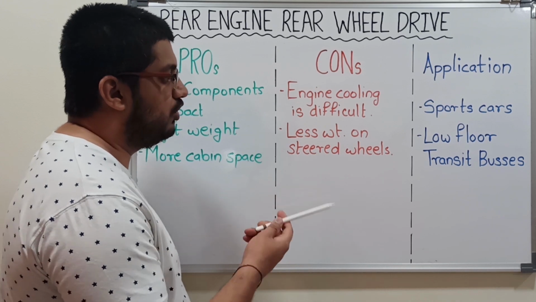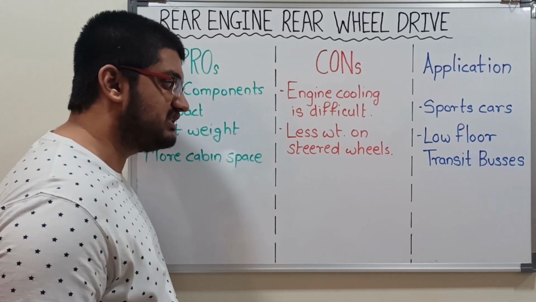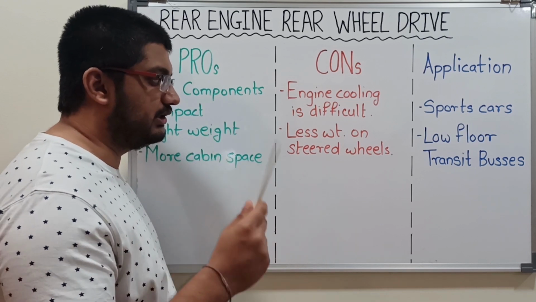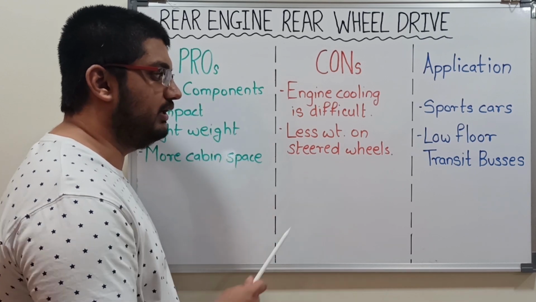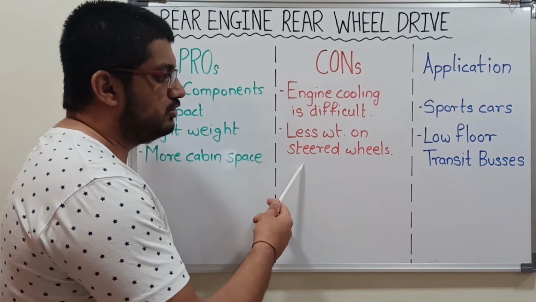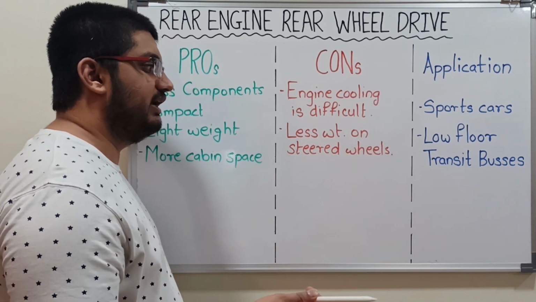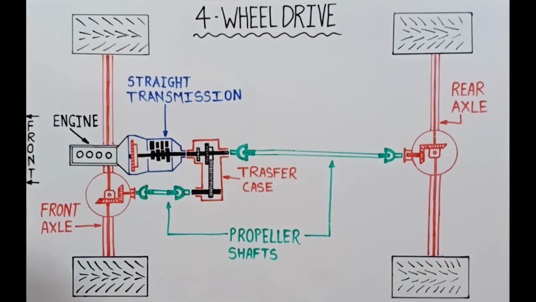Another con is less weight on the steered wheels, because the complete drivetrain and the engine are in the rear. So the steered wheels have less weight on them. But this is also overcome in sports cars due to the aerodynamic design and the drag of the air, which leads to downforce. Next comes the four-wheel drive type of layout.